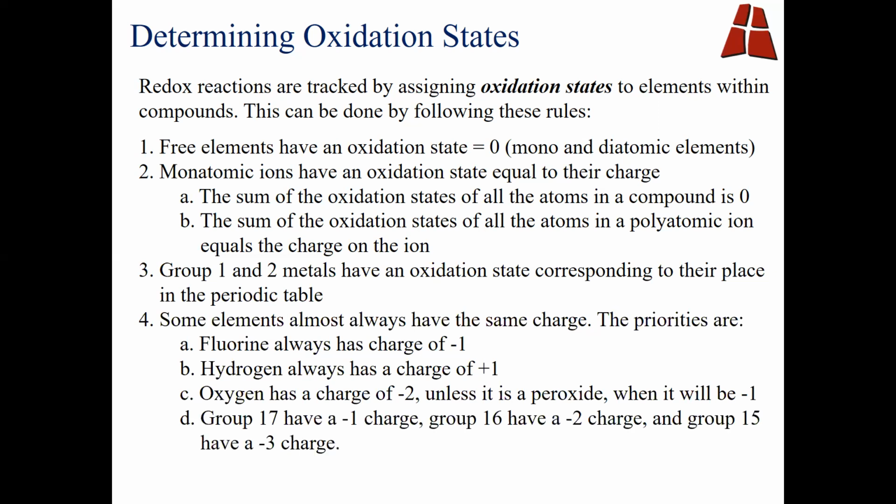And then group 17, our halogens, have a charge of -1. Group 16 have a charge of -2. Group 15 have a charge of -3.